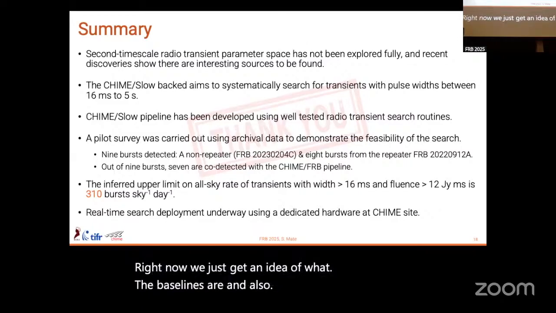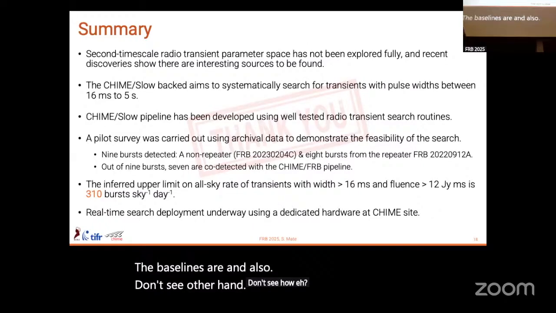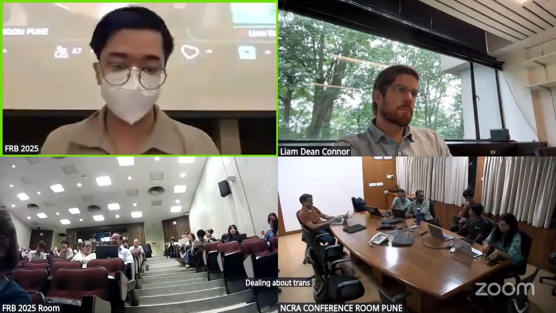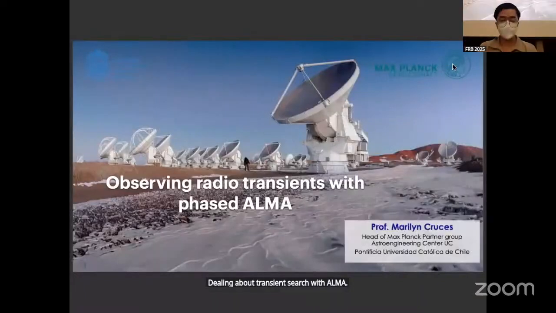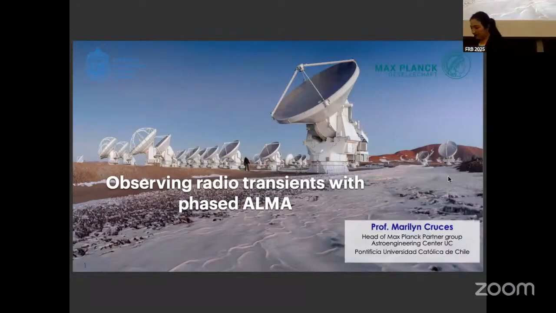I don't see another hand, so we can thank the speaker. The last speaker of this session is Marilyn Cruces, talking about transient searches with ALMA. Perfect.